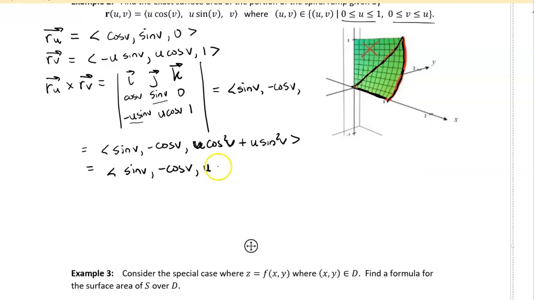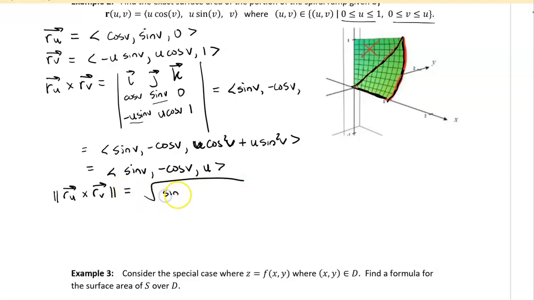Now, we need the magnitude. So we're going to take the magnitude of that vector right there, which is going to be the square root of sine of V squared plus negative cosine of V squared plus U squared, which I think you will all be okay with me writing as the square root of 1 plus U squared.